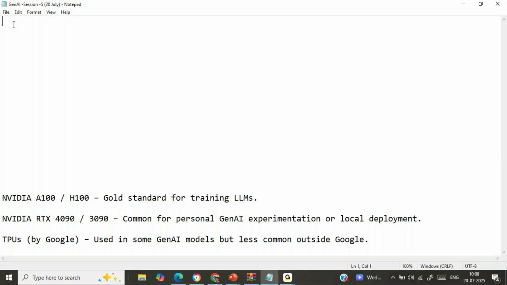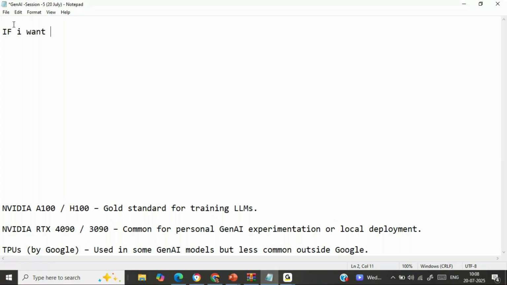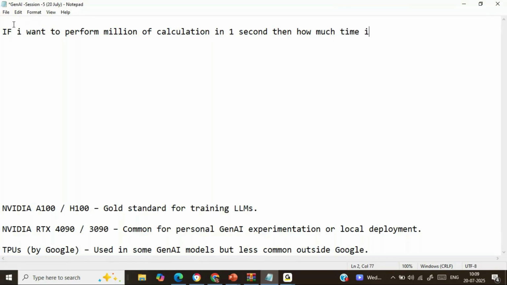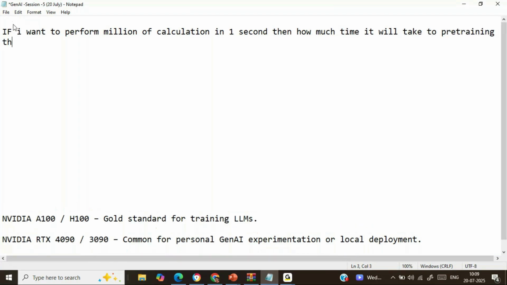So say we are willing to perform thousands or millions of calculations, say millions of calculations in a second, then how much time will it take to pre-train the model based upon these operations?